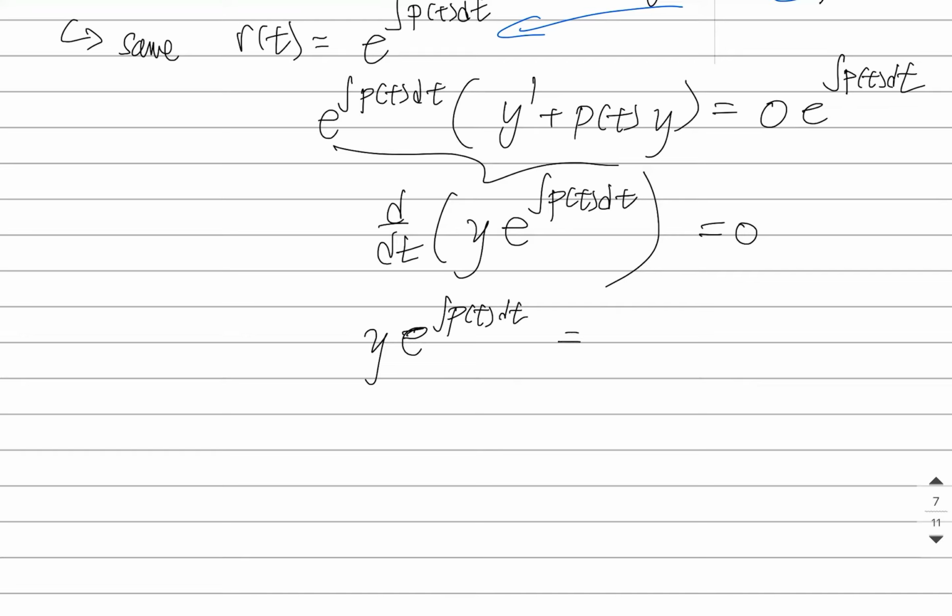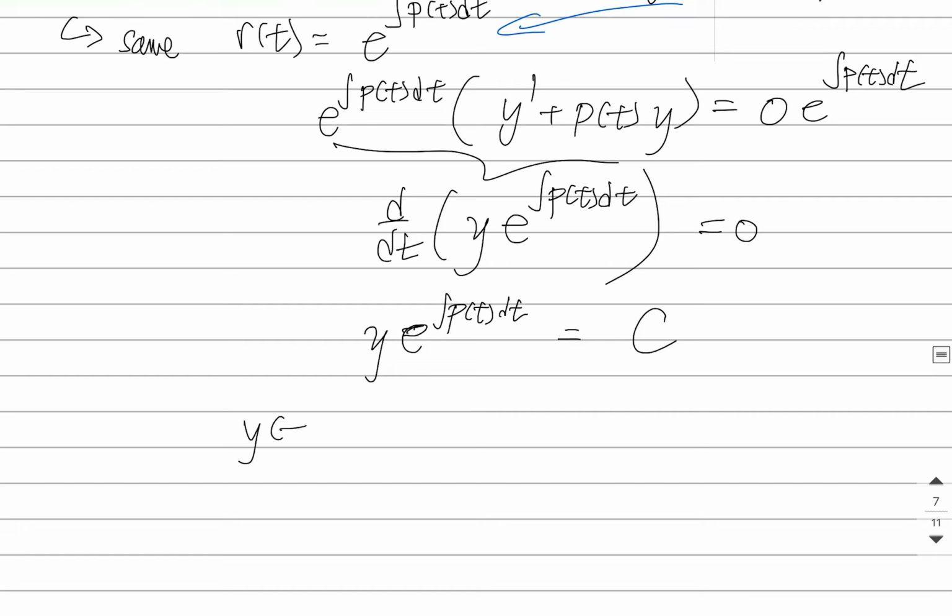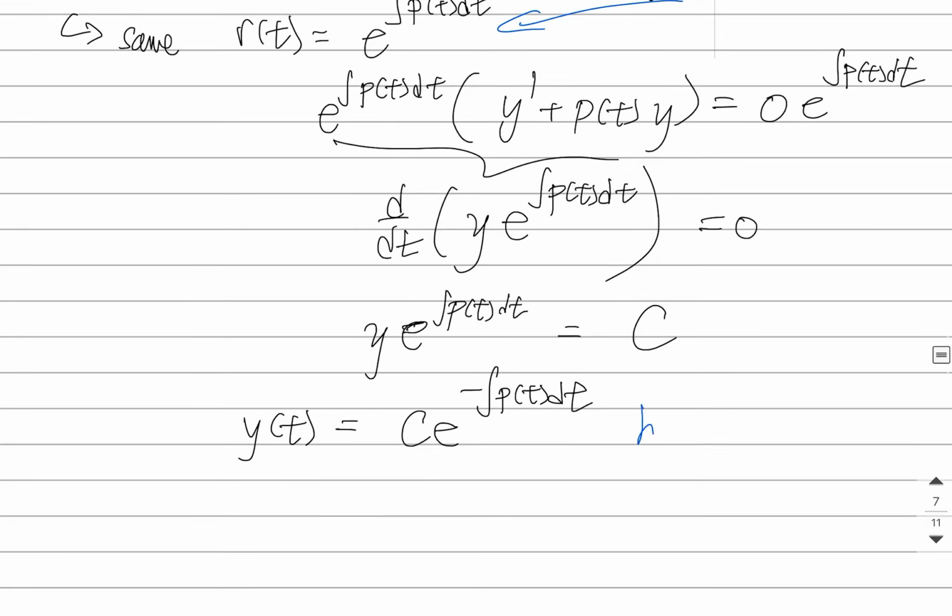And this will simply be a constant, right? If you differentiate a constant, you will get a 0. So that's why the antiderivative gives you that. And what I end up getting is c e to the minus p of t dt. I am going to call this the homogeneous solution.